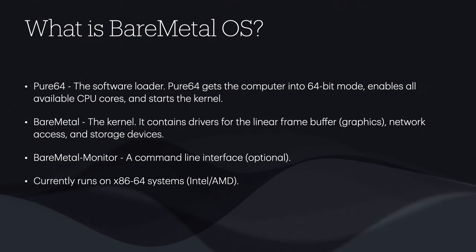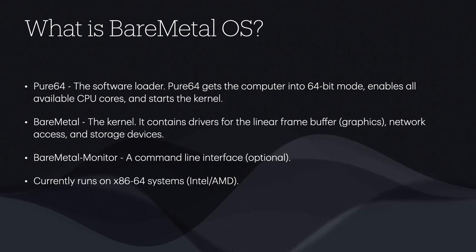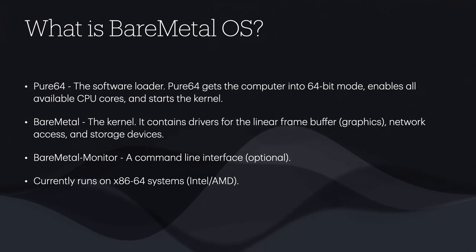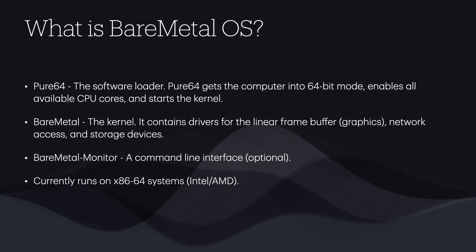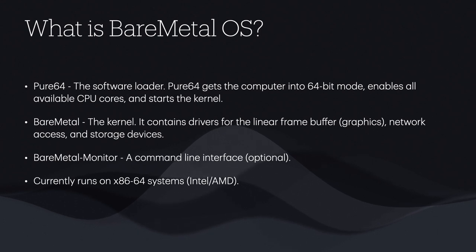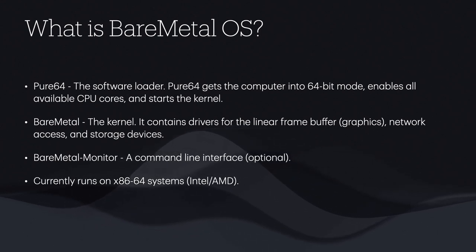BareMetal OS is an operating system built of a few components. The first is Pure64, which is the software loader. This gets the computer into a full 64-bit state with all of the CPU cores enabled, and also starts the kernel. Then there's BareMetal, which is the kernel itself. This contains the drivers for the graphics, network, and storage. The final component is the BareMetal monitor. This is a simple command line utility to start up applications from the disk, and this is optional.